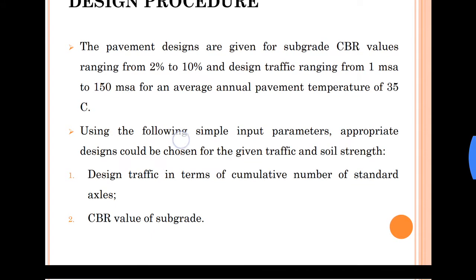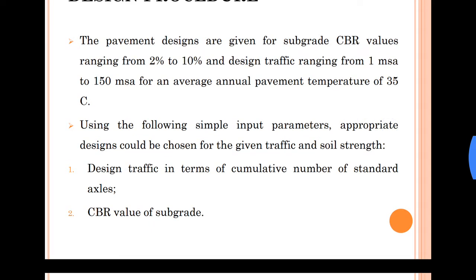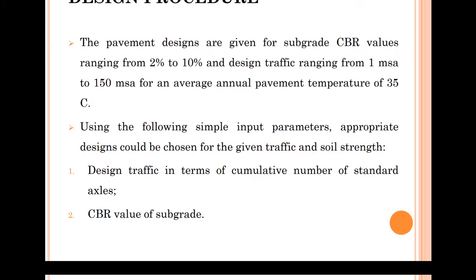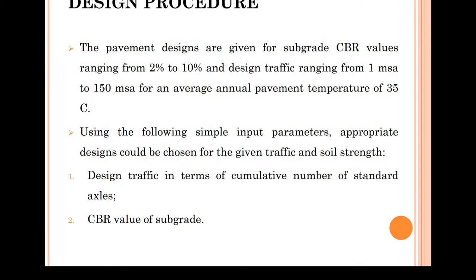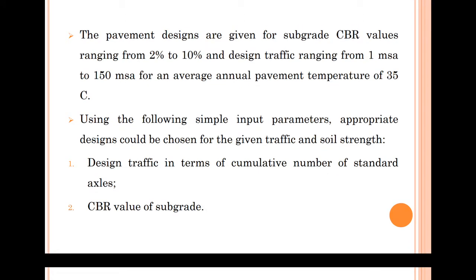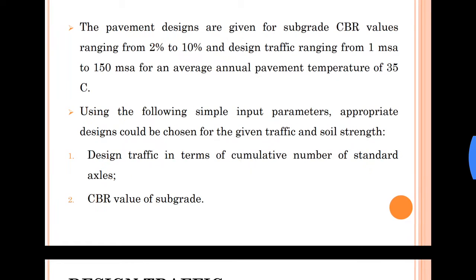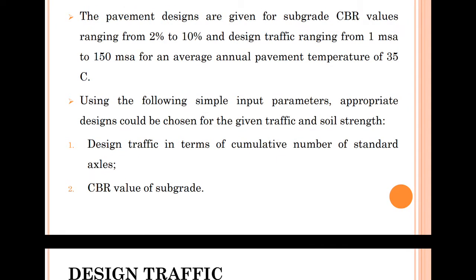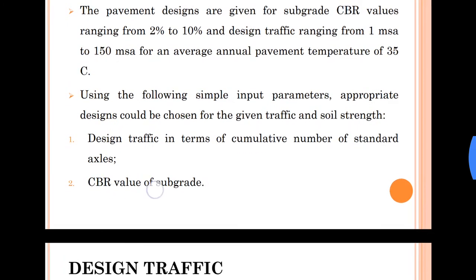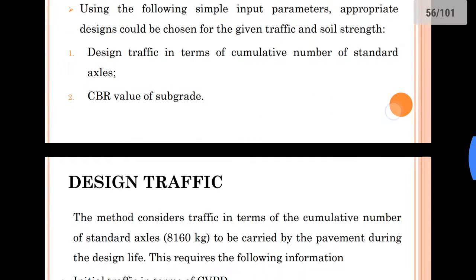Using the following simple input parameters, appropriate designs could be chosen for the given traffic and soil strength. So the first one is design traffic in terms of cumulative number of standard axles, and CBR value of the subgrade. Okay, so we use both these factors, and then we design the thickness of the flexible pavement. The first factor that we consider is design traffic, in terms of cumulative number of standard axles, and the second factor is CBR strength of the subgrade.